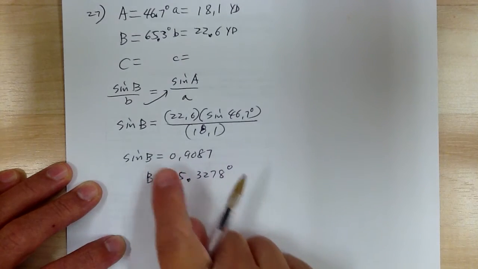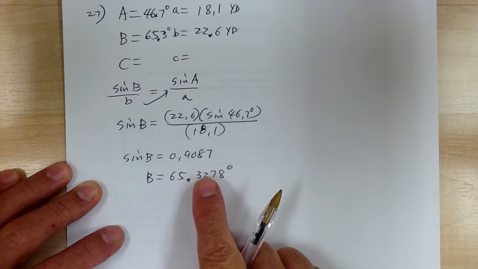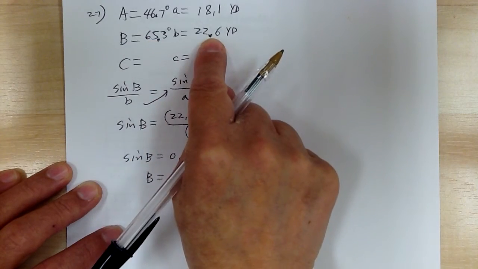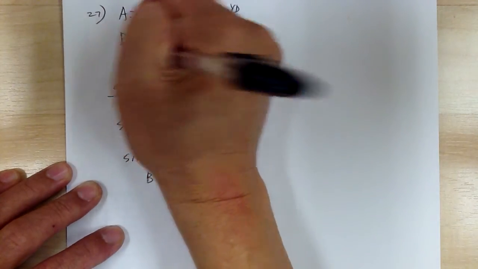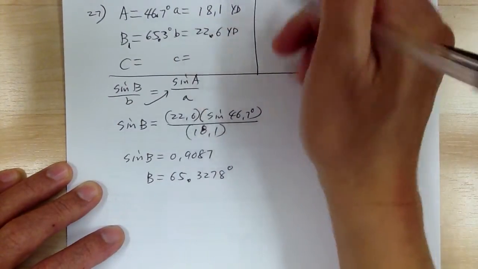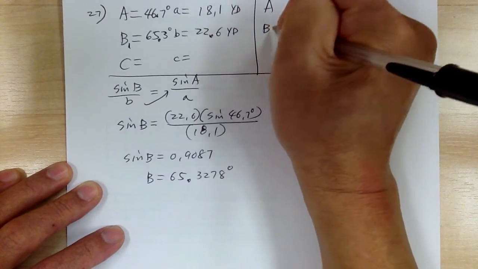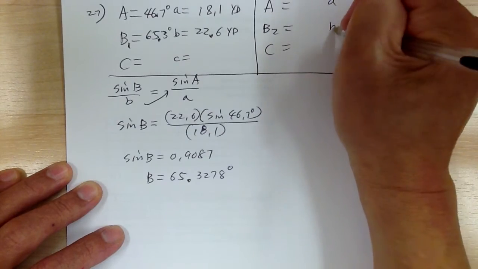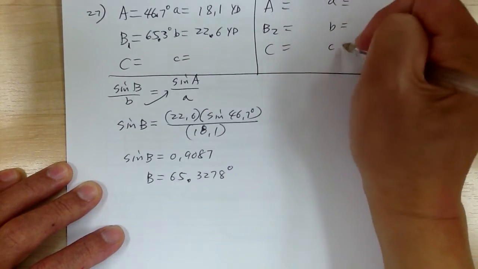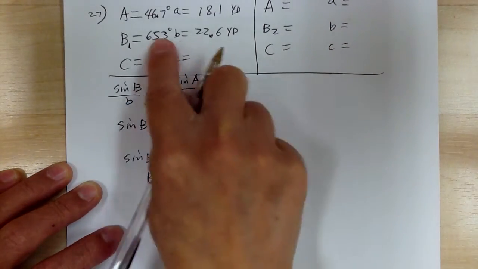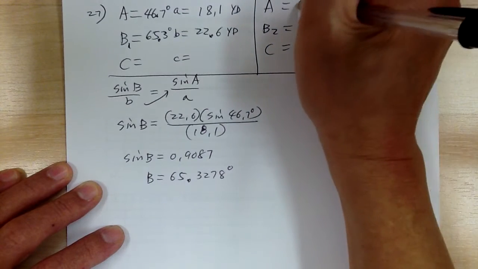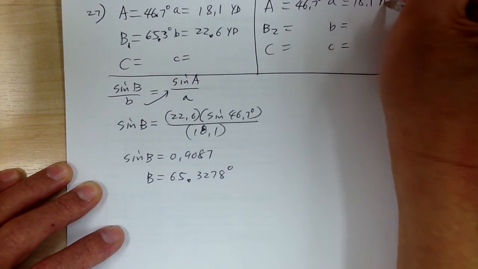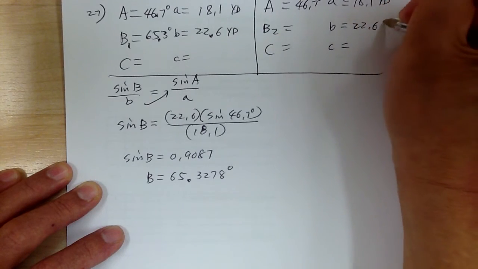Now, when you use the law of sines to find the biggest angle, right now this is the biggest angle because this is the longest side. You need to get second possibilities. So you need to go and get A, you need to get B2, get C. So you get A, B, and C. So you can write over here, you need to stop right away and copy this information over. So you get 46.7 degrees, 18.1 yards, 22.6 yards.